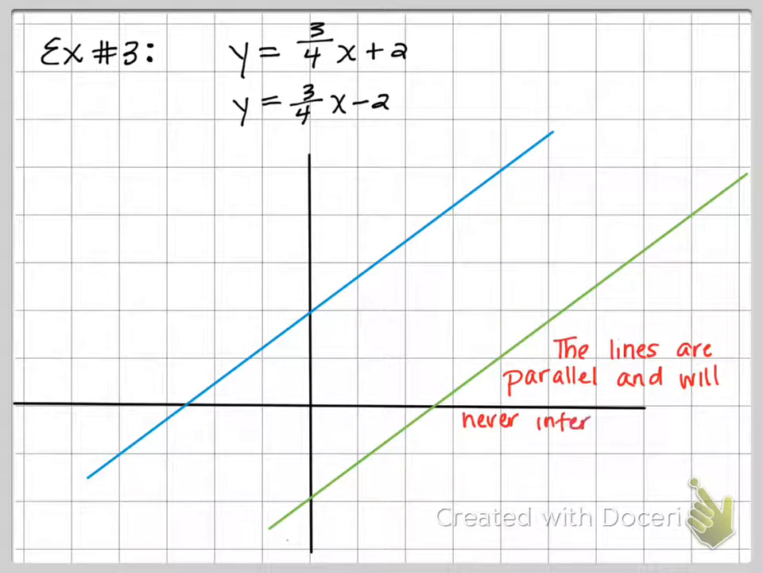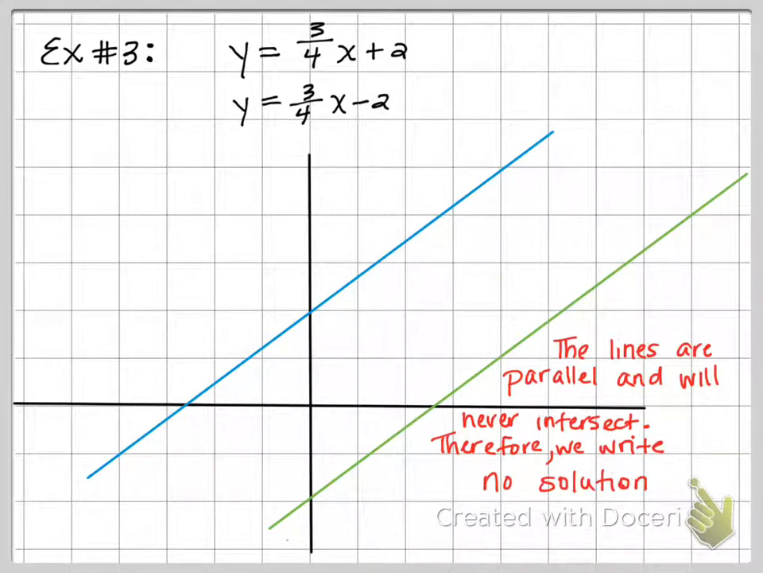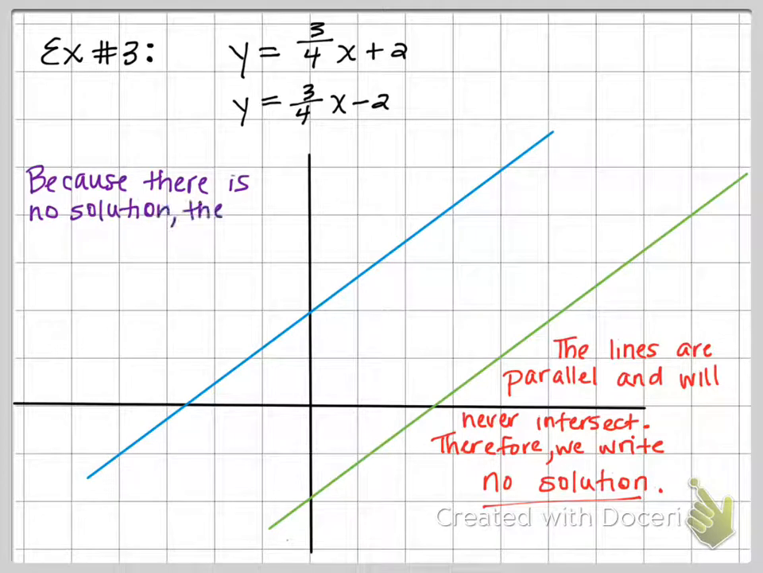So we need an intersection to have a solution. So therefore, we write no solution, because there will never be a point where these two lines will intersect. So because there is no solution, we call this system inconsistent, opposite from the ones that did have solutions. And we can't say whether it's independent or dependent because there's no solution at all. So we don't even talk about the other description words. We just say it's inconsistent.